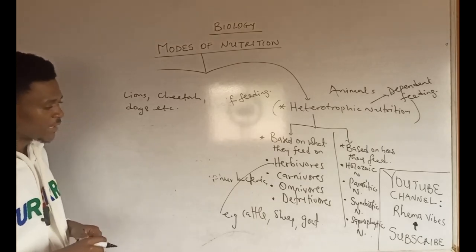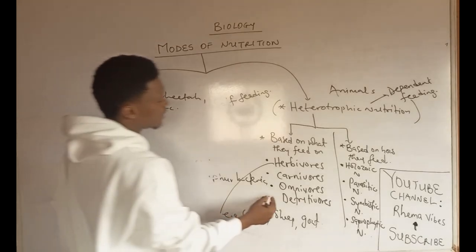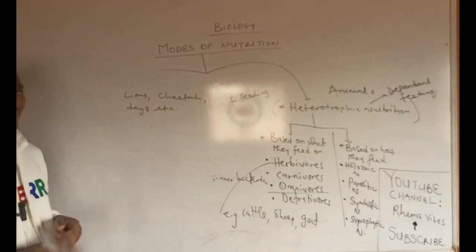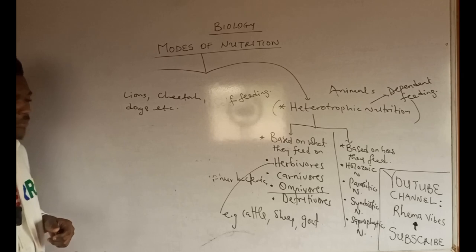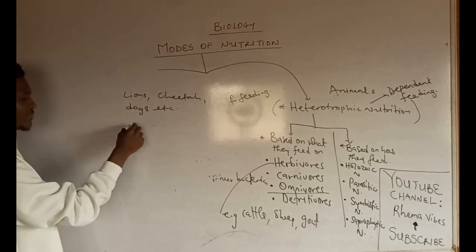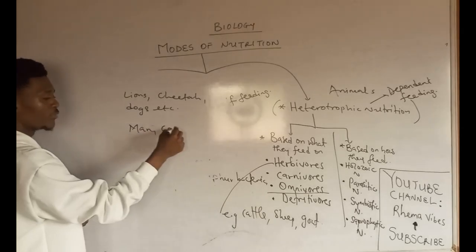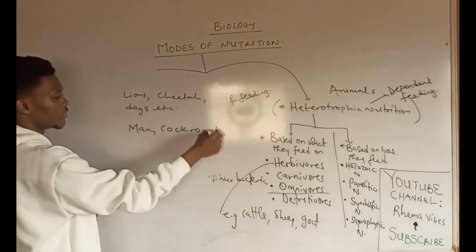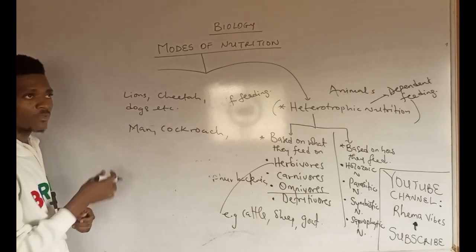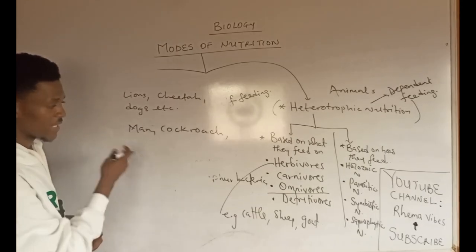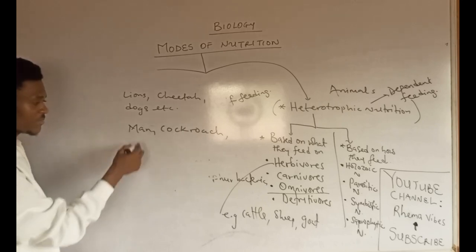Okay, then looking at the omnivores. Omnivores are simply organisms that feed on both plants and animal materials, and classical examples of such include man. Then we also have a good example, the cockroach. Cockroach also feeds on plant and animal materials, just like in the case of man and some other organisms as well.